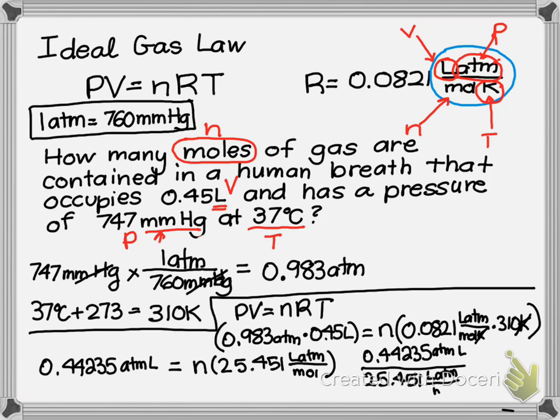And so now if you're following with your units, you'll notice liters cancel and atmospheres cancel, and all I have is moles, which is good. So let me divide these two things. I get 0.44235, and I'm dividing it by 25.451, and I get 0.01738 moles. That's what I get up here.